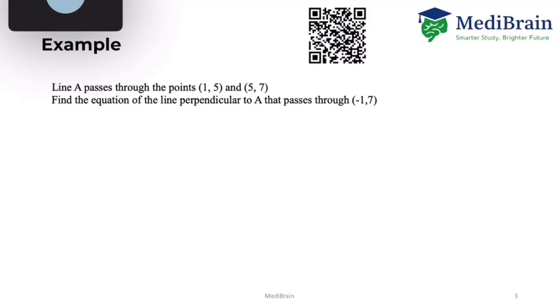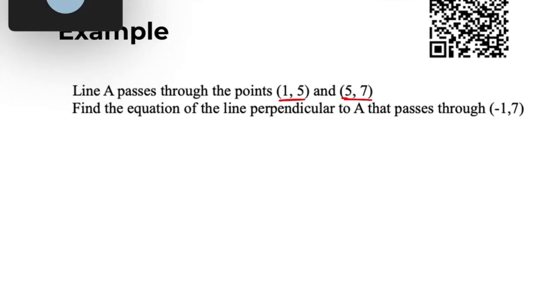So the way that we are going to do this is basically, when we're given two coordinates, we need to work out the gradient. So we're going to work out the gradient of line A first. Then if we know the gradient of the original line, we can work out what the perpendicular gradient is going to be for our equation. Okay, so step one, we're going to work out the gradient of the original line.